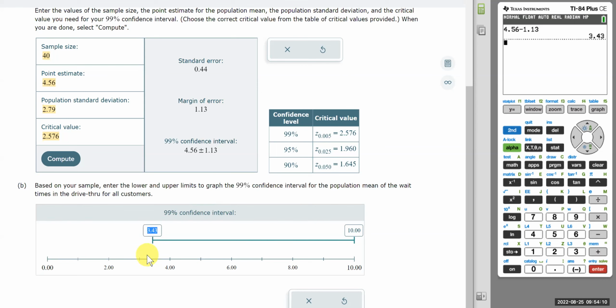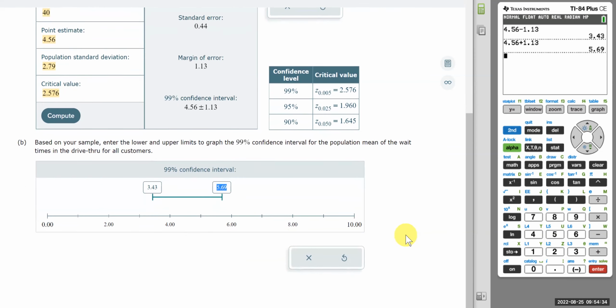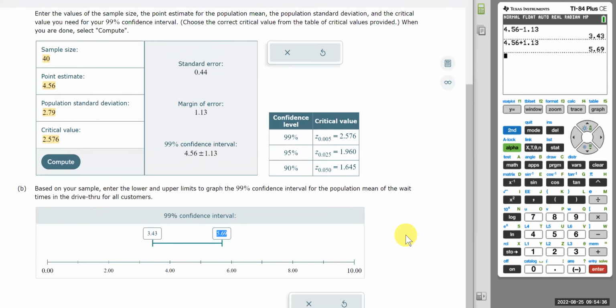So there's the 3.43. And then to get the upper limit, we take the 4.56, the point estimate, and now we add the margin of error, 1.13. And that brings me up to 5.69. So 5.69. Now they don't write a sentence in this problem. You'll see that that's the end of this question.